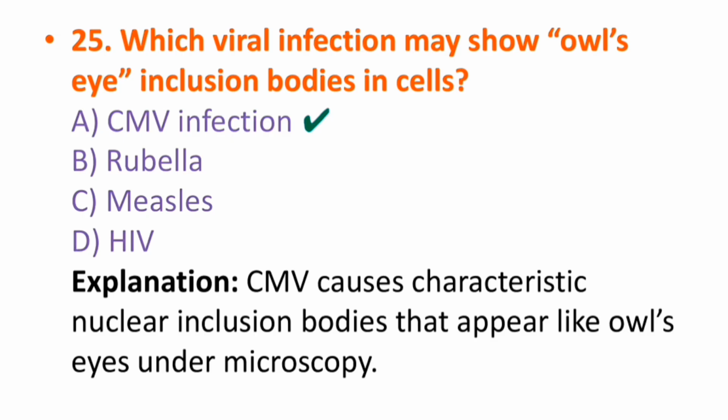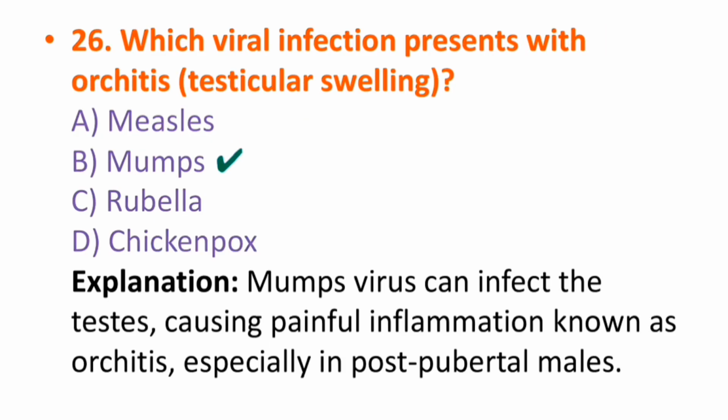Which viral infection may show owl-eye inclusion bodies in cells? Option A CMV infection, option B rubella, option C measles, option D HIV. The correct answer is option A CMV infection. CMV causes characteristic nuclear inclusion bodies that appear like owl eyes under microscopy.